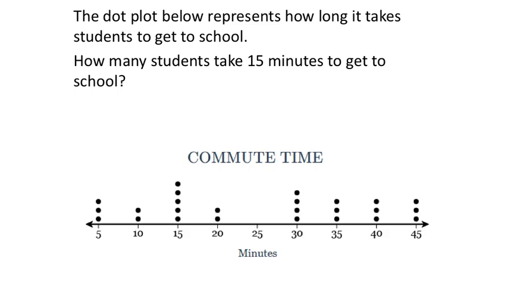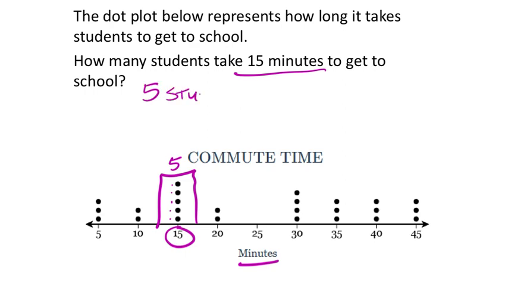But you could make bars out of these as well. But I'm not going to yet. What I would like to see is just how many students take 15 minutes to get to school. Well, 15 minutes, that's this one right here, and it would create a bar this high. Now again, you just have to count how many dots that is. 1, 2, 3, 4, 5. So there's 5 dots, meaning that 5 students take 15 minutes to get to school.